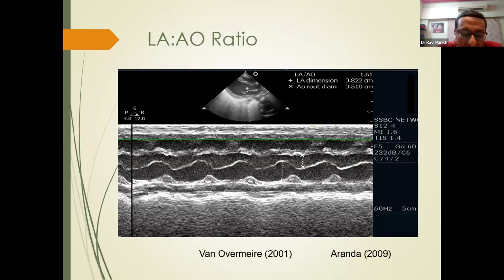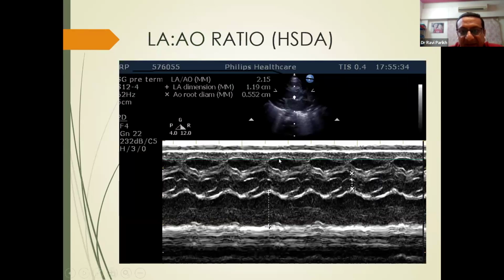The LA/AO ratio you will do in the long axis. In the long axis you get this picture of the left atrium and aorta. Then you do the M mode, as perpendicular as possible through the left atrium and aortic wall. When you put the M mode, it will come out like this: this is the left atrium and this is the aorta. So you do the LA by AO ratio. The more the left atrium is dilated, the higher the ratio, which means the duct is significant. Here the LA/AO ratio you can see is 1.6. But see the next slide, how large the left atrium is. Here the left atrium is quite large, so your LA/AO ratio here comes to 2.4.